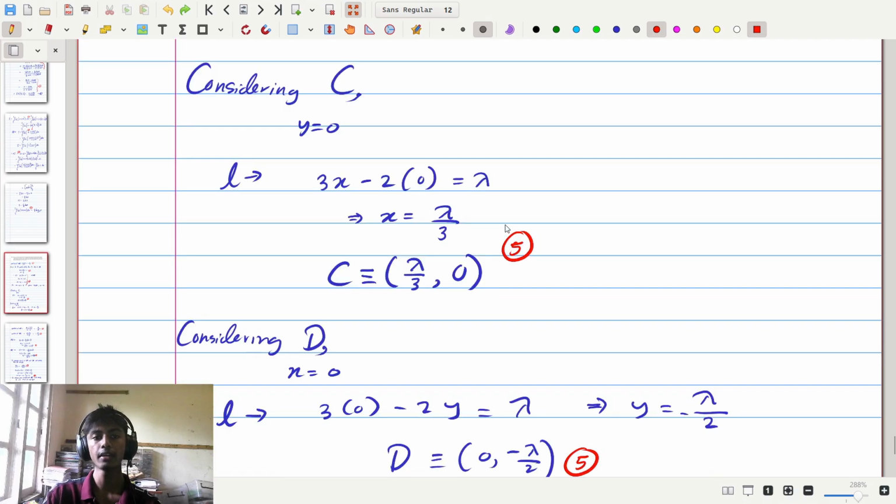Now after that, when you consider the point C, say that it's on the x-axis and therefore y is equal to 0, and from that you get x equals lambda over 3, and then write the coordinates of C as lambda over 3 comma 0. For getting that correctly, you will get 5 marks.